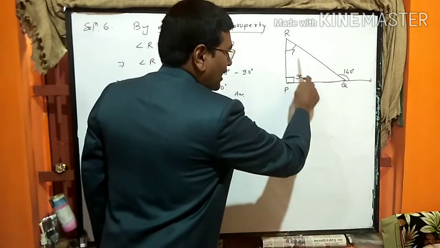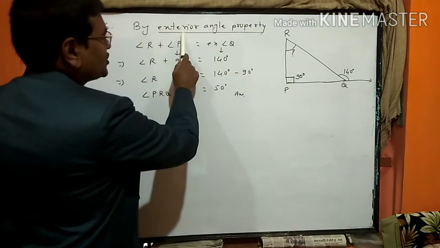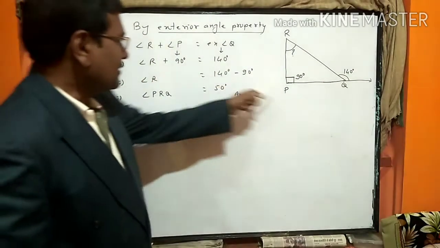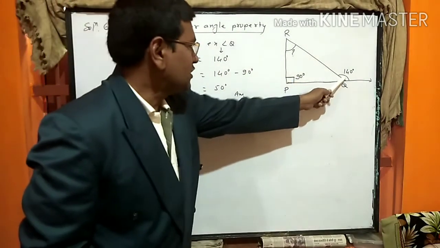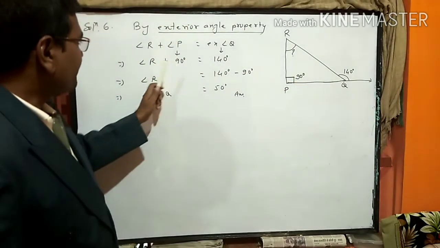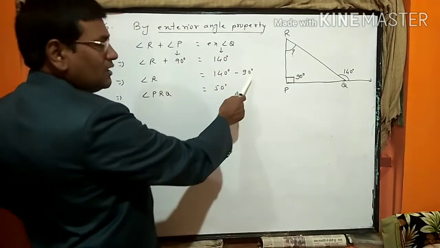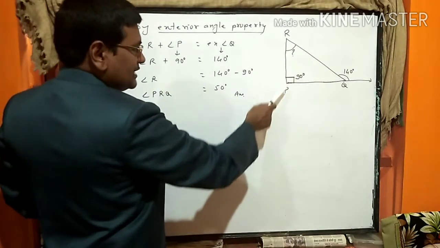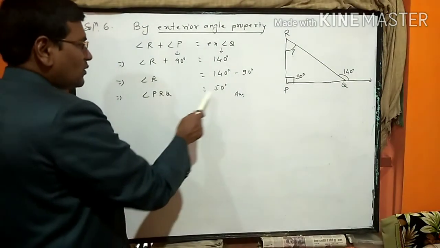बगल वाला छोड़ दो, बाकी दोनों जोड़ दो. Then by exterior angle property, angle R plus angle P equal exterior angle Q, this one. Right here 140 and here 90. Take 90 to the right side. 140 degree minus 90 degree, it is 50 degree. This angle can be written as angle PRQ. So angle PRQ equal 50 degree.